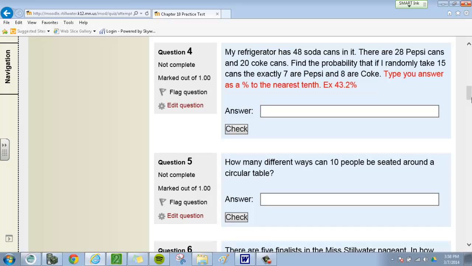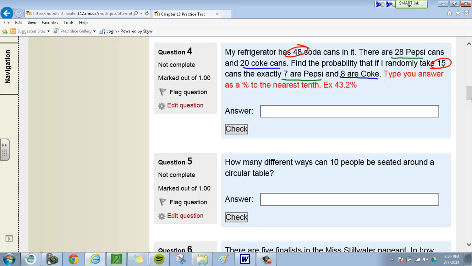Okay, I think we've seen this one before. We're going to have a problem just like this on the test. My refrigerator has 48 cans in it. There are 28 Pepsi cans right here and 20 Coke cans right there. Find the probability, so it's got to be a decimal, that if I randomly take 15 cans all together, from my 48 cans, exactly 7 are Pepsi. So the Pepsi was the green, right? 7 are Pepsi and 8 are Coke.